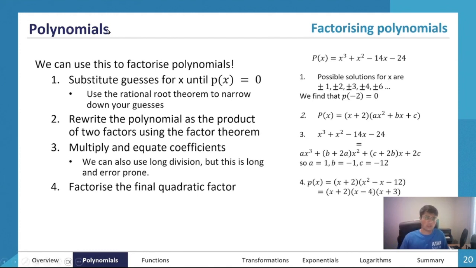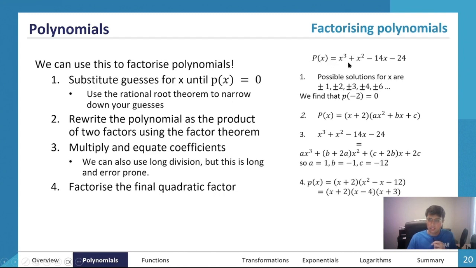I've got a general set of steps here that I followed personally, and I would suggest that you follow it too because it really condenses everything down into distinct steps that are easy to follow. So first step is to substitute guesses for x until p of x is equal to 0. Again, with those guesses, we can use the rational root theorem to narrow down our guesses.